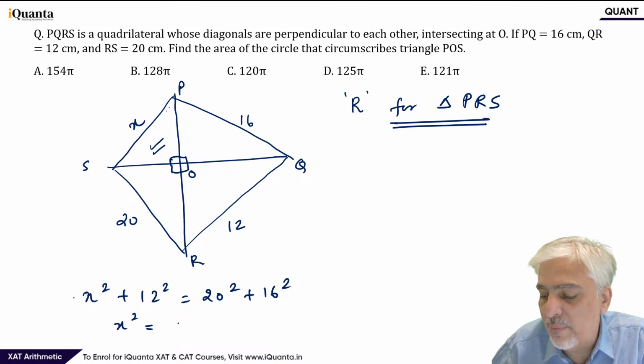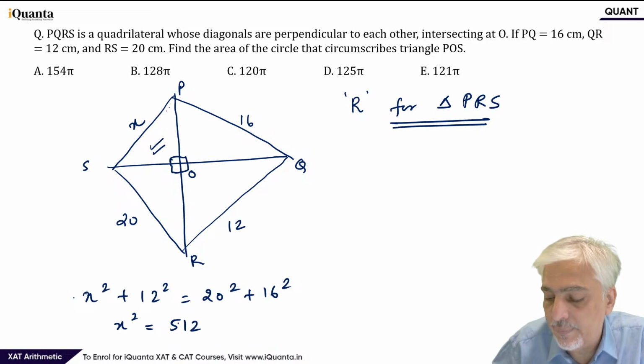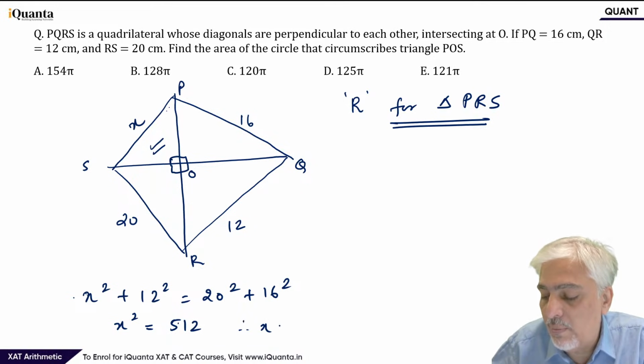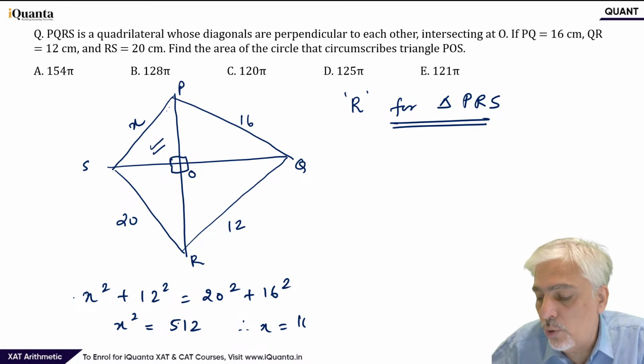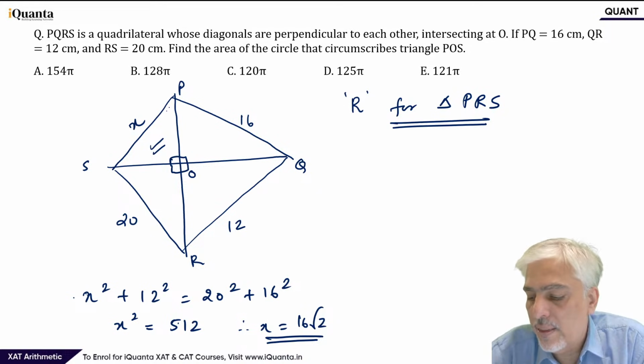Solve it out. 400 plus 256 is 656. 656 minus 144 is 512. Therefore, x will become 16 root 2.